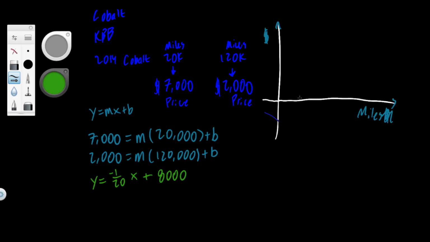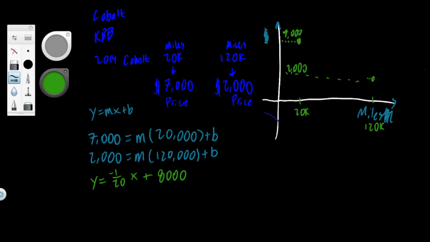Let's say that this is 20,000 miles. This is 120,000. So 120K and 20K. The price for a 20,000 mile car is going to be up here, let's say, at 7,000. And then here the price is at 2,000.